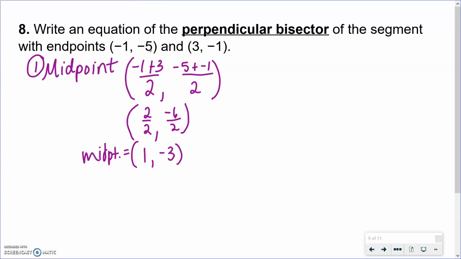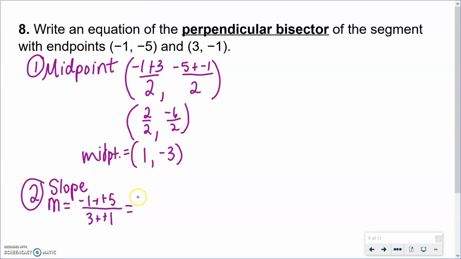Okay, the next thing we need to do is find the slope of this segment, because then we're going to use that slope to find the perpendicular slope. But we need to know the slope of this specific segment to start with. So I'm going to write, the next thing you want to do is the slope. So m equals -1 minus -5 over 3 minus -1. So that's going to give us 4 over 4. And so our slope here is 1.